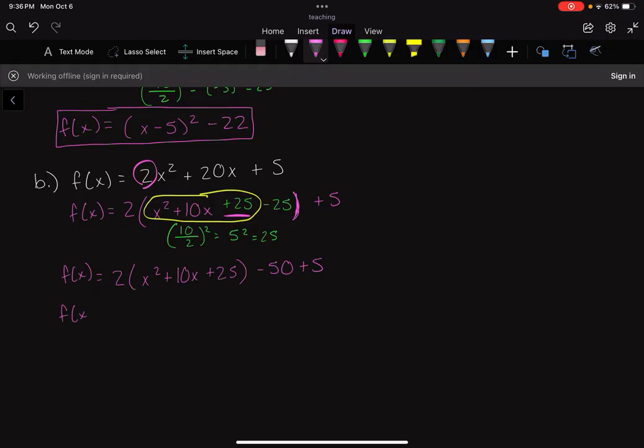Now I can factor those parentheses. So I'm left with x plus 5 squared. And then negative 50 plus 5 will leave me with negative 45. And this is vertex form.